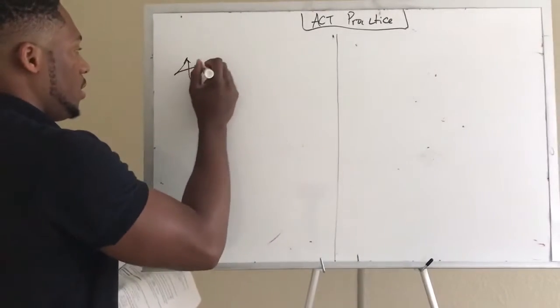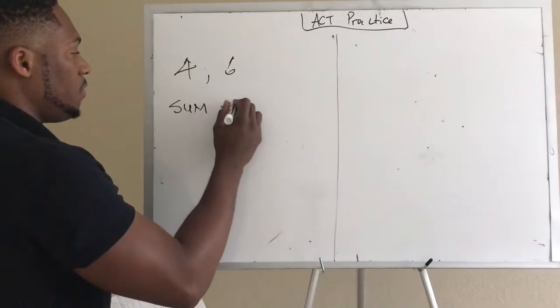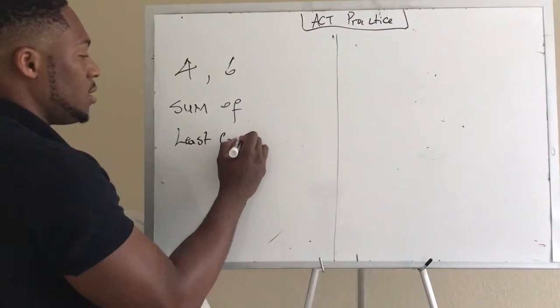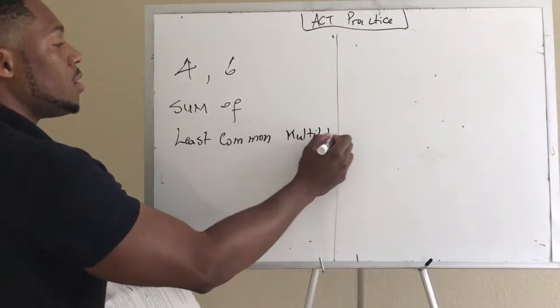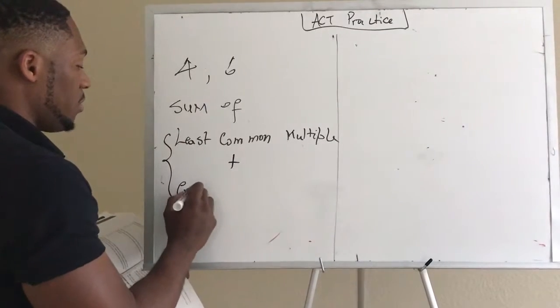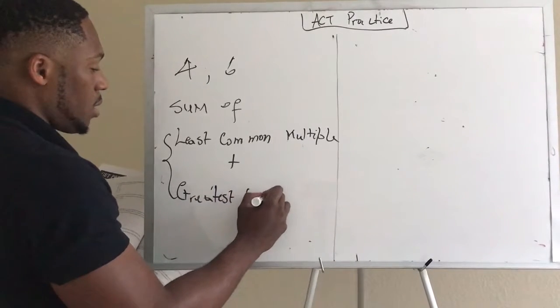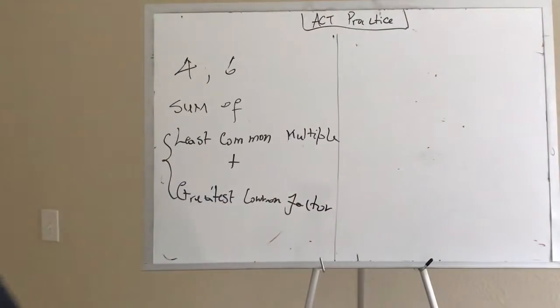So we have 4 and 6. We want the sum of the least common multiple and the greatest common factor. So you get least common multiple plus greatest common factor. Okay, so how do we solve this thing?